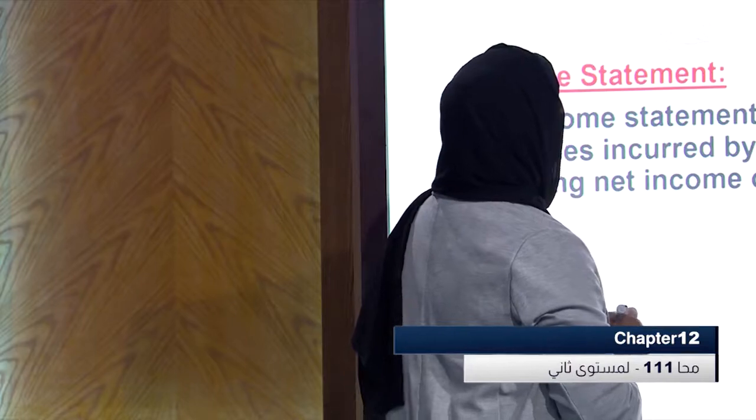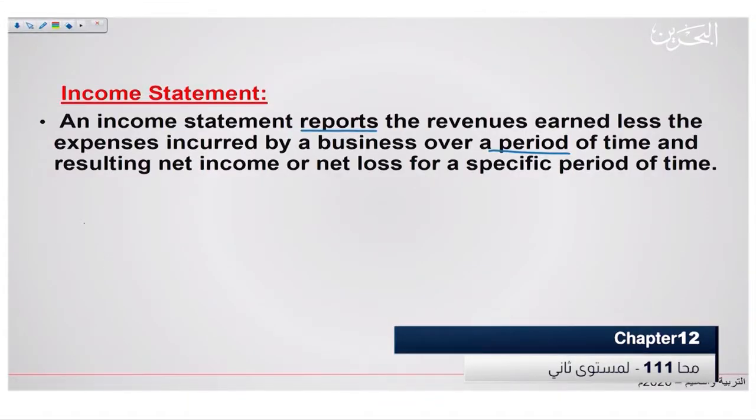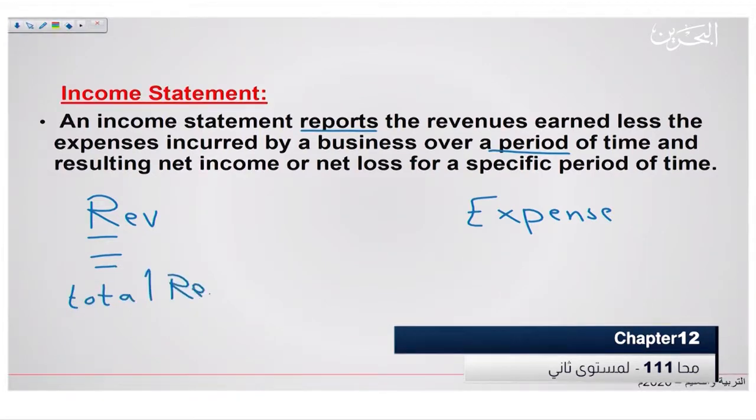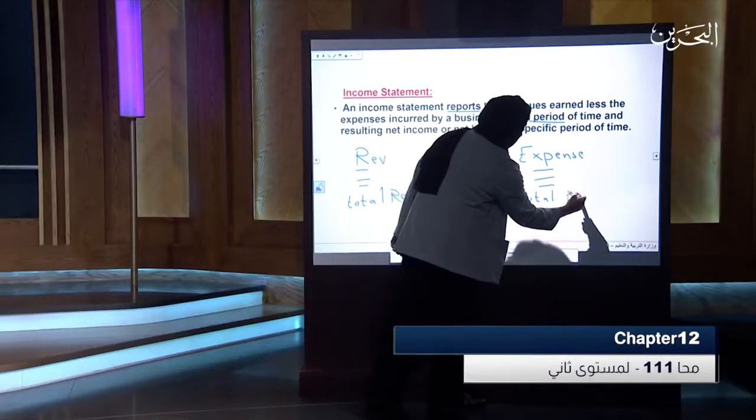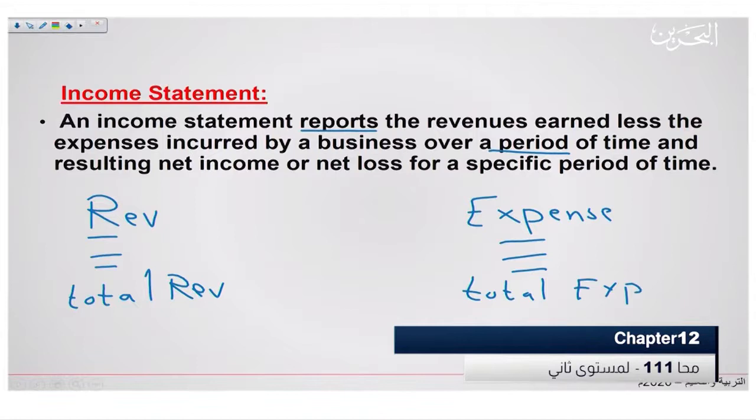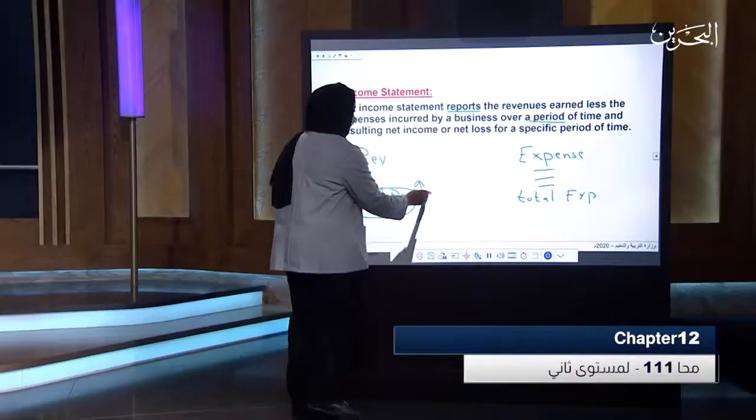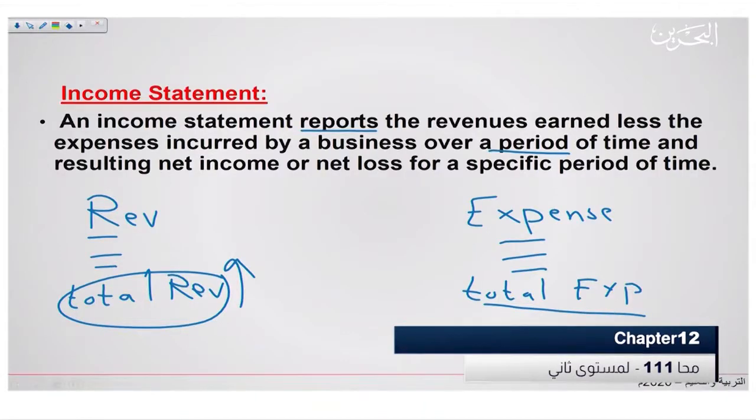What are we going to include in this report? We are going to add all the revenues in the company and all the expenses in our company. Then we are going to list them and calculate the total revenue and the total expense. Okay? Then we compare: if the revenue is higher than the expense, then the company makes a profit, which is net income.